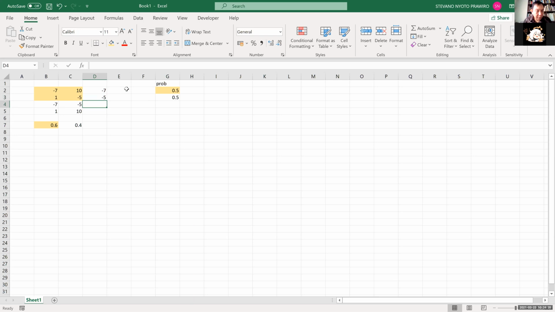Okay. And E, you take maximum. Can I just drag it down? Yeah, you can copy. Control C, Control V. Yes. Okay, from there you can get the minimax and maximin. Right? Minimax and maximin. Minimax, we find the largest, the maximum first.